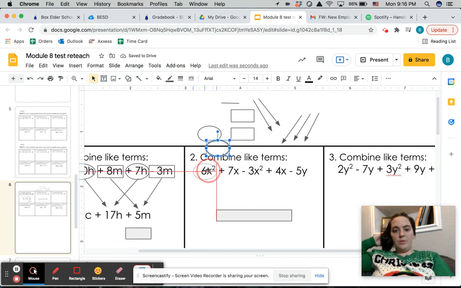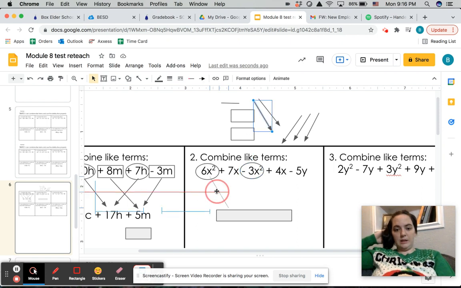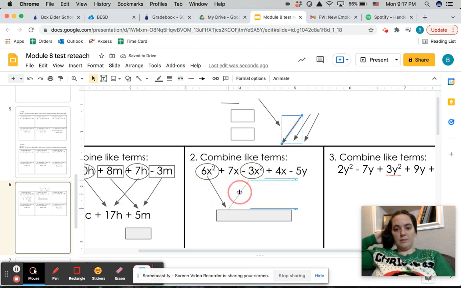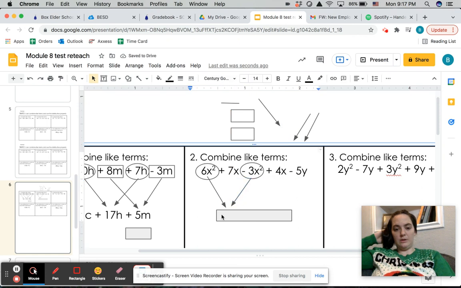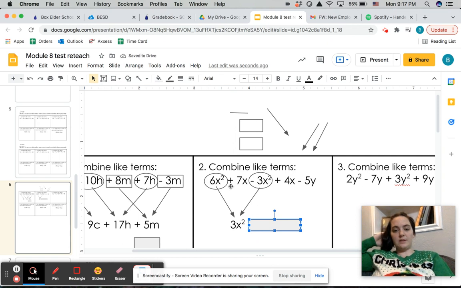Okay, we have 6x squared here, and then we have a minus 3x squared here. So what that'll look like is 6x squared minus 3x squared, and that's going to end up being positive 3x squared, because 6x squared minus 3x squared is 3x squared.